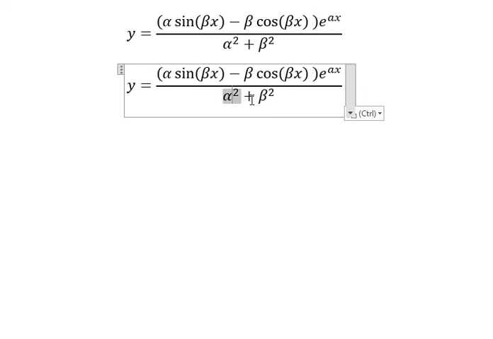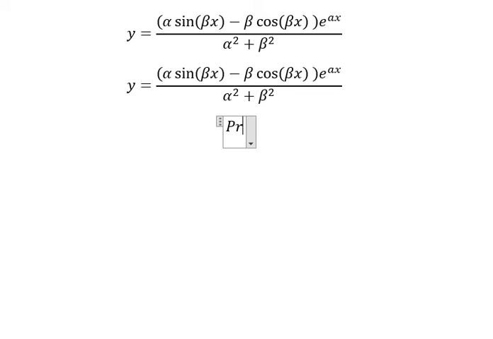We know that this one is about the constant. So we just consider sine beta s, cosine beta s, and e to the power of alpha s. So in this one, we can use the product rule of the derivative.